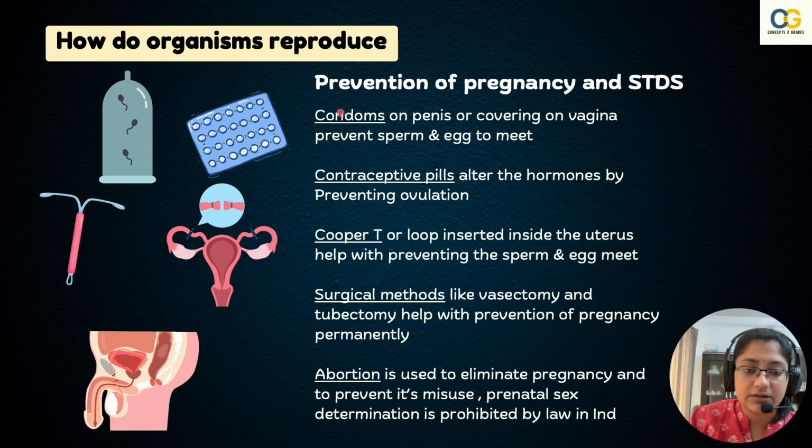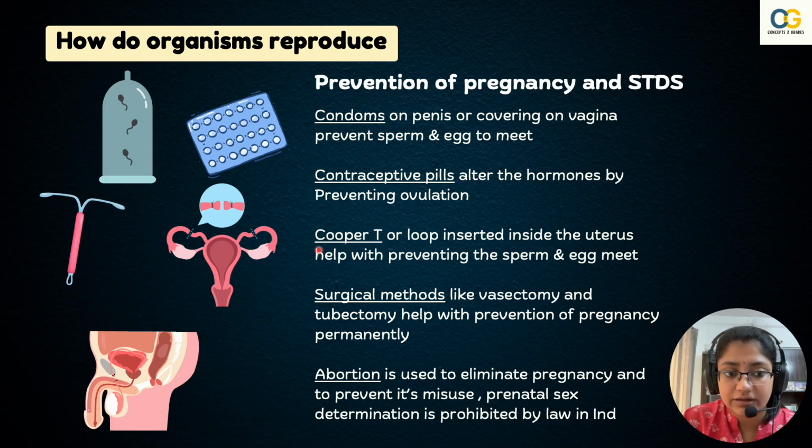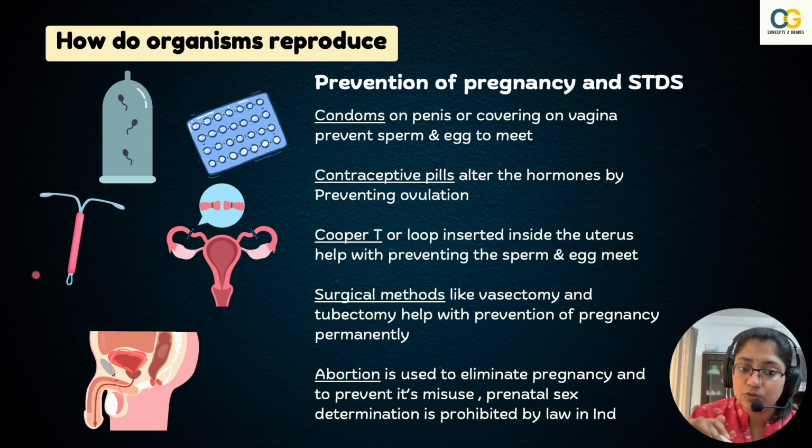First one is condoms on the penis, which help as a covering, which prevent the egg and sperm from meeting. So the condom is worn on the penis, so the sperm doesn't reach the egg. Next is contraceptive pills, which are taken after the sexual intercourse, and they alter the human hormones by preventing ovulation itself. And since they alter the human hormones, they have a lot of side effects in the body. Copper T is used as a loop inside the uterus, which helps in preventing the sperm and the egg from meeting. So it is placed inside the uterus and it prevents the egg and sperm from meeting.